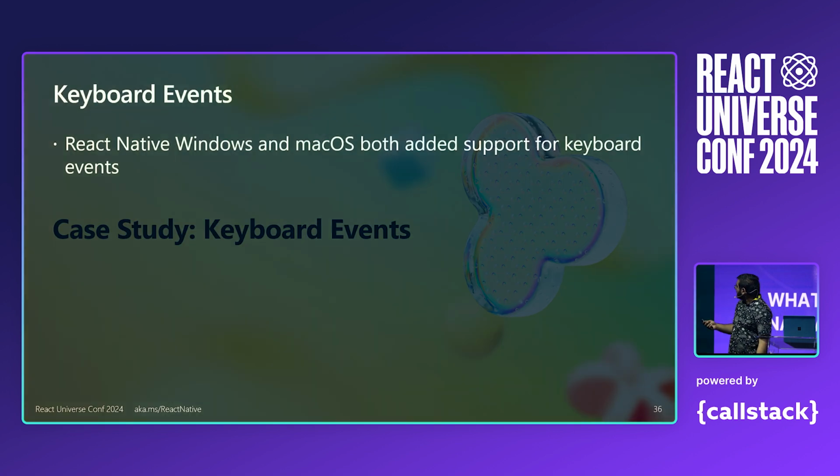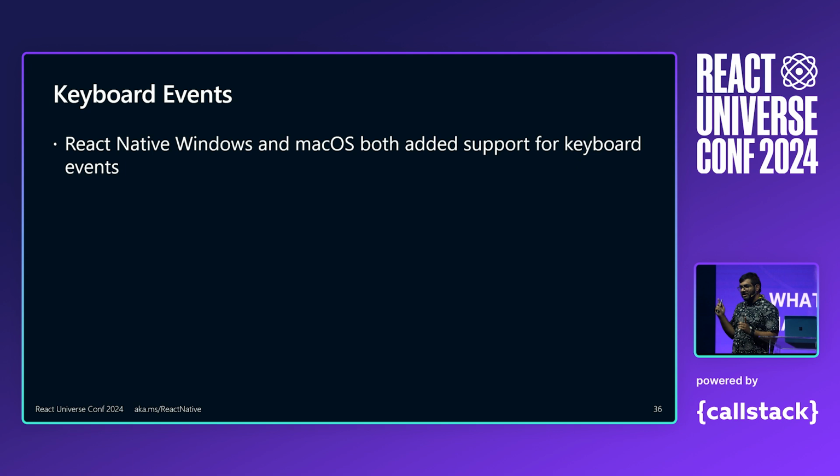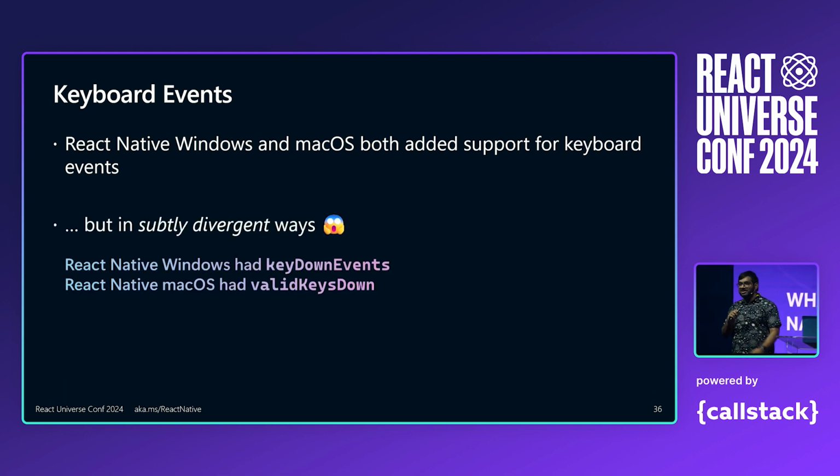So first off, we've had keyboard events both on React Native Windows and React Native macOS for quite a while. It was one of the first things that we had to add on top of React Native Core to make sure that we could ship good desktop apps. However, we did implement them in subtly divergent ways. I'll try not to go too much into the specifics, but because of the way that the JavaScript thread and the native thread are not always aware of each other on the old architecture, you need a way to have the JavaScript thread tell the native thread, these are the keyboard events I'm handling, so don't double handle them.